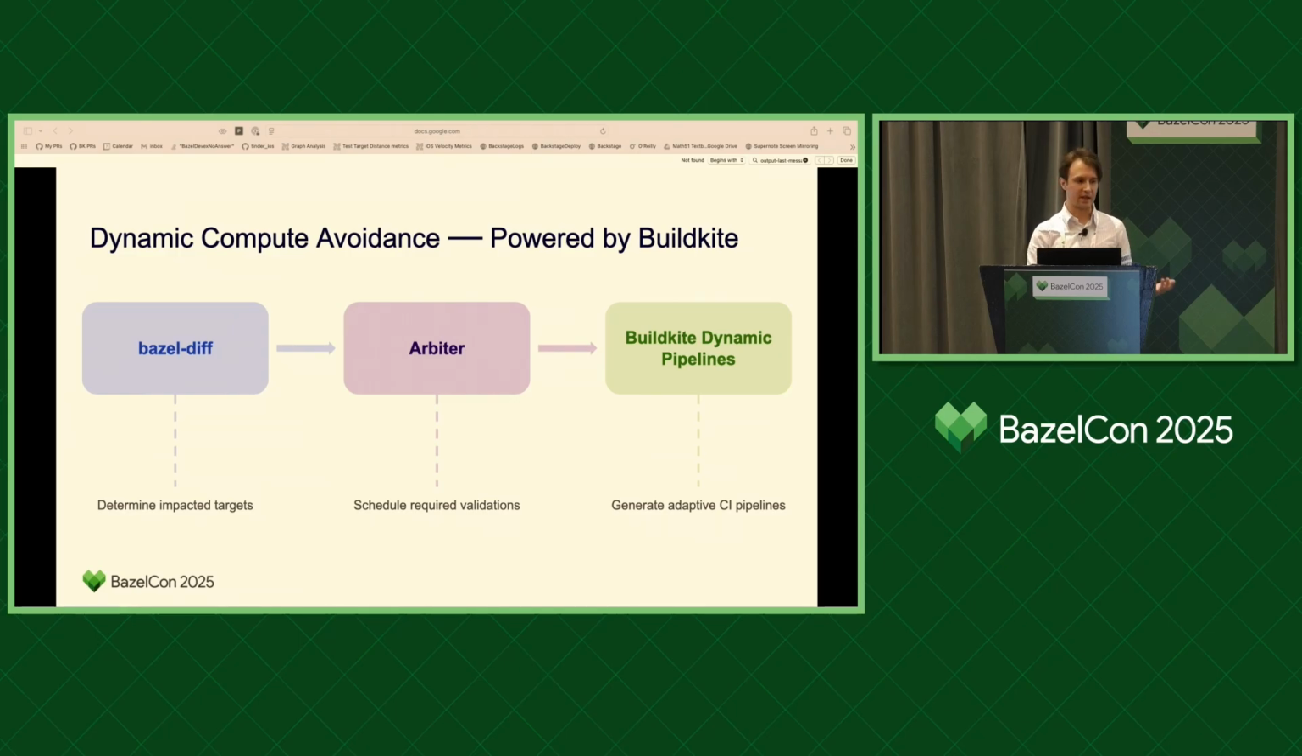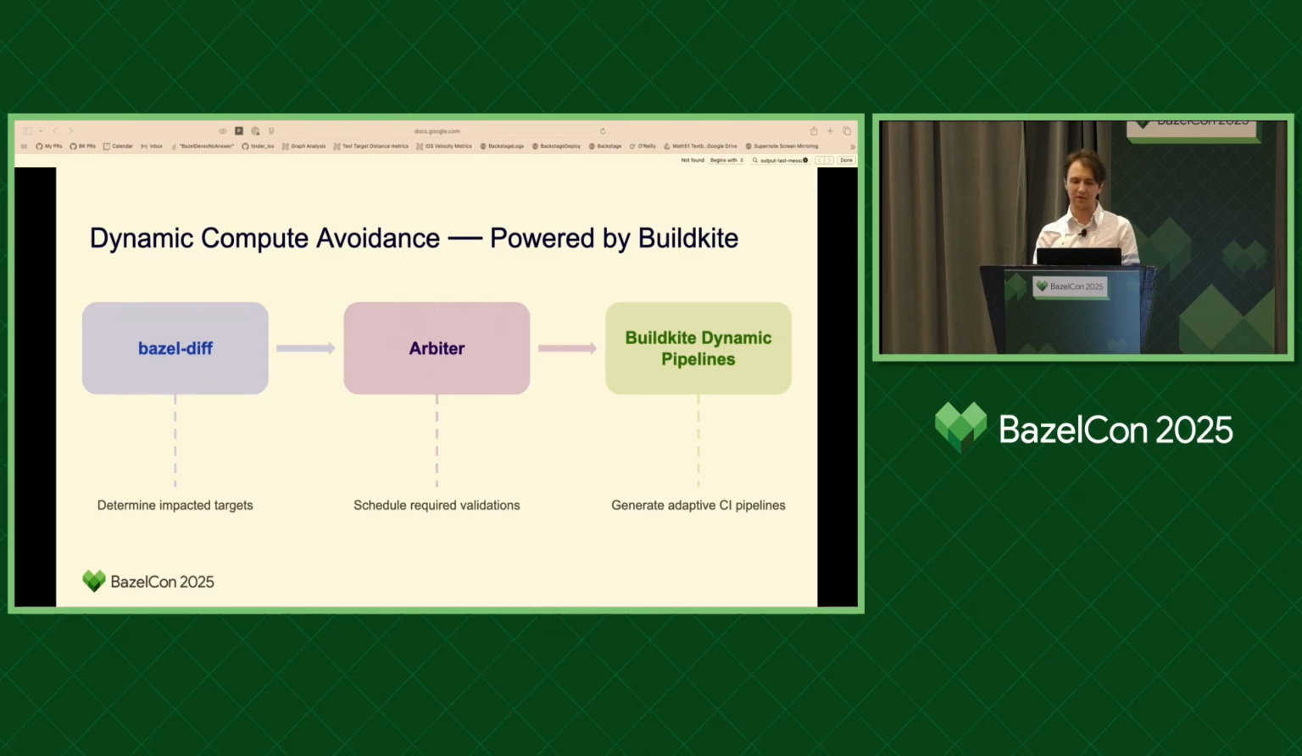So instead of a static YAML that always runs the same jobs, we now had the ability to generate a pipeline definition at runtime driven entirely by Arbiter's understanding of the change. That means that every single commit, pull request, and branch could each have its own tailored pipeline that executes only what is required for that change set. So the result was a true dynamic compute avoidance system, one where Bazel Diff identifies the impact, Arbiter decides the scheduling strategy, and Buildkite materializes the pipeline to match it.